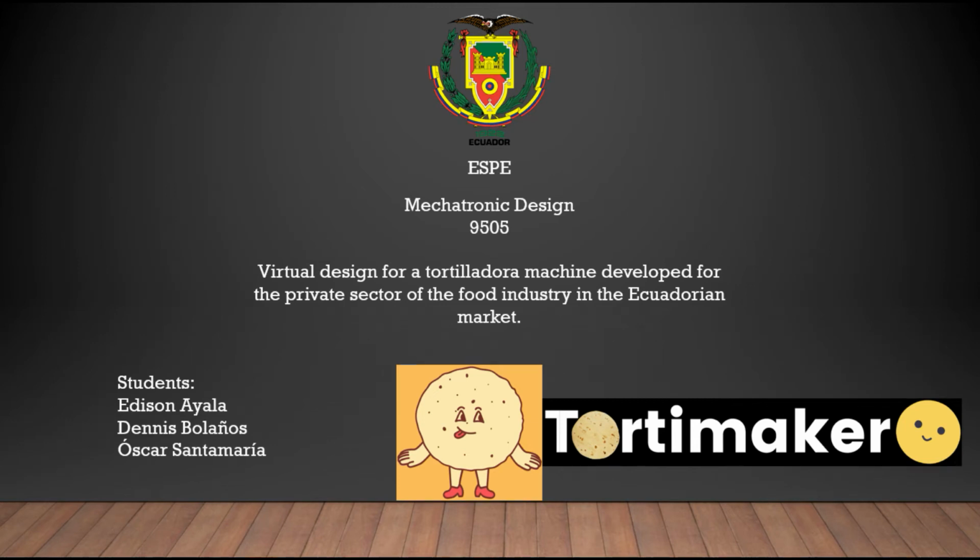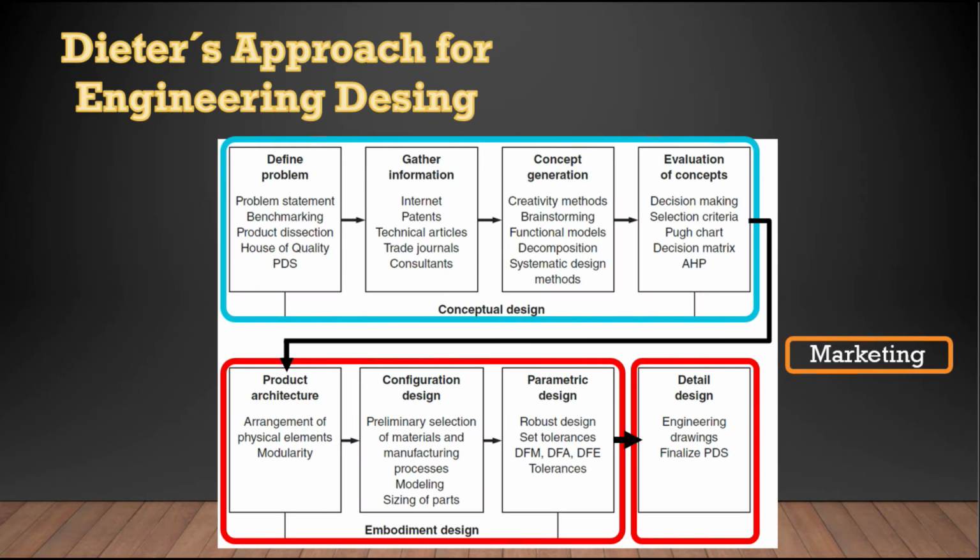Hi, I'm Dennis, and I'm gonna present the virtual design developed for the private sector of the food industry in the Ecuadorian market. It focuses on the phases described in the engineering design book by George Dieter, in which it is proposed to follow a series of steps in order to get success in this process.